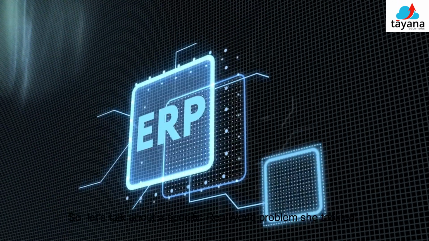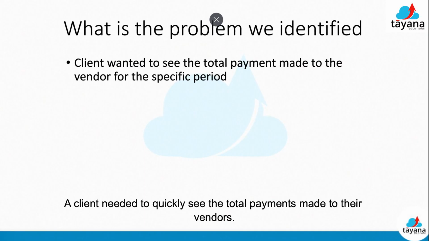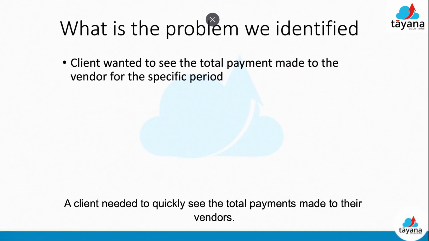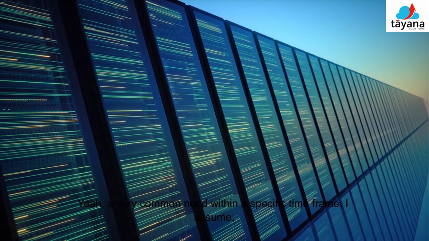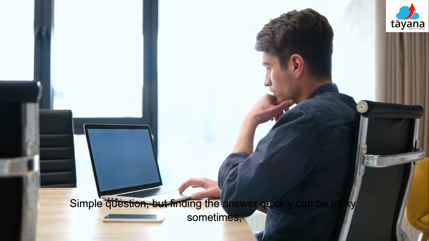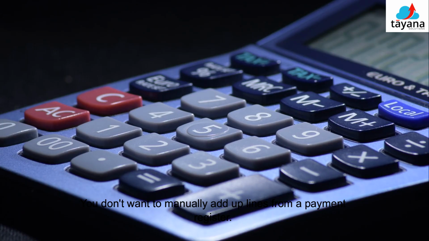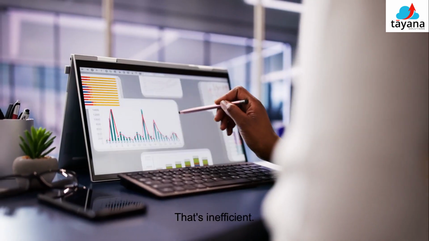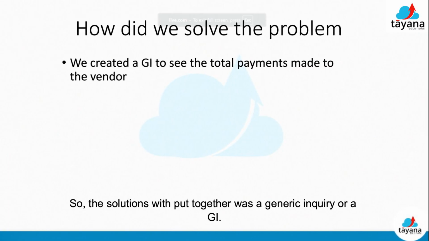So let's talk about a specific real-world problem she tackled. A client needed to quickly see the total payments made to their vendors. Yeah, a very common need. Within a specific time frame, I assume. Exactly. Like, how much did we pay supplier X last quarter? Simple question, but finding the answer quickly can be tricky sometimes. Right. You don't want to manually add up lines from a payment register. That's inefficient. Totally. So the solution Swetha put together was a generic inquiry, or a GI.